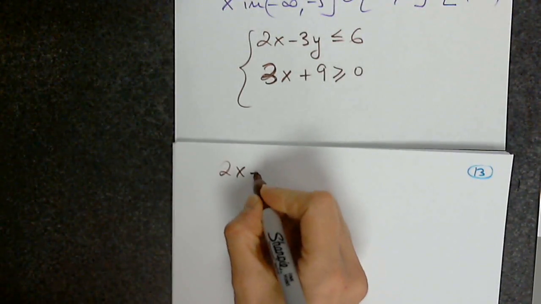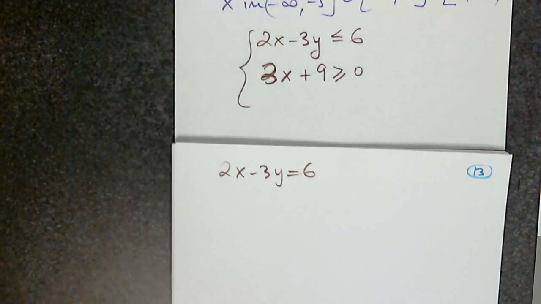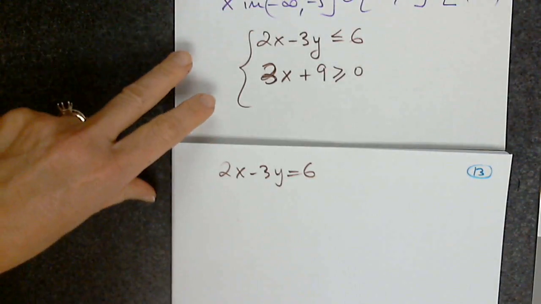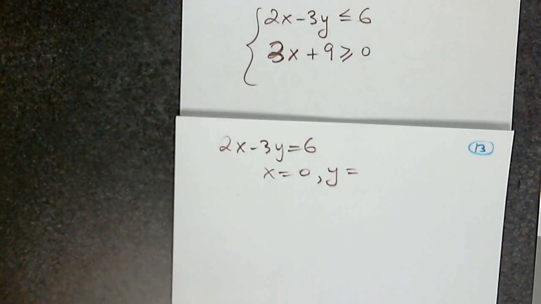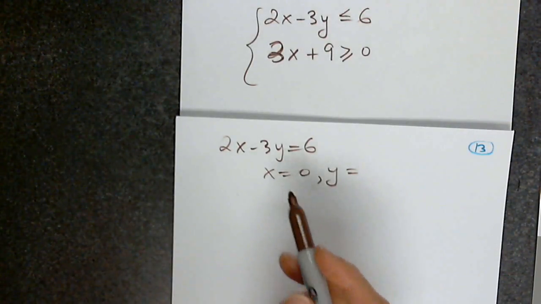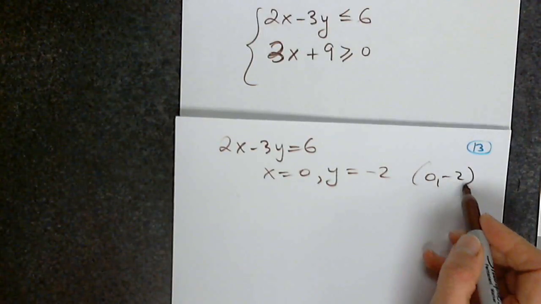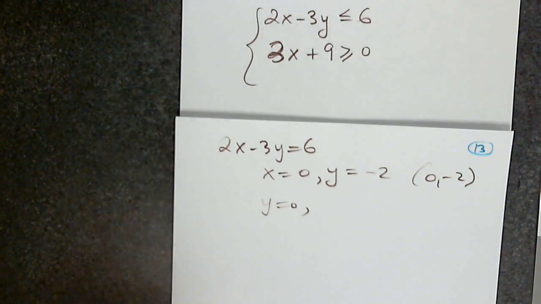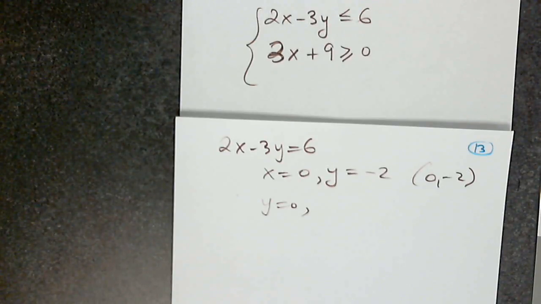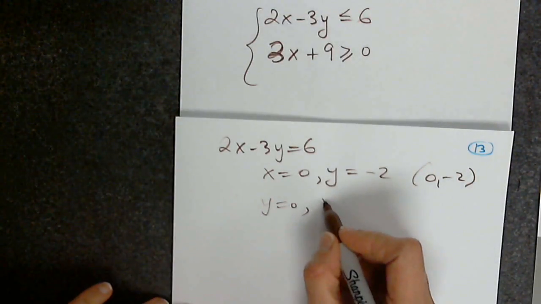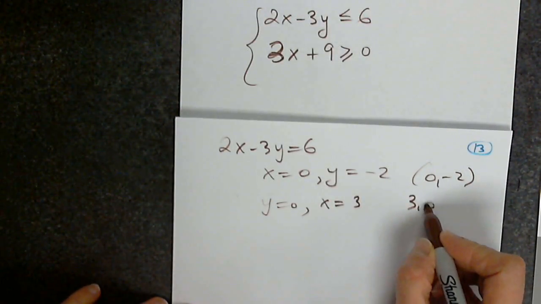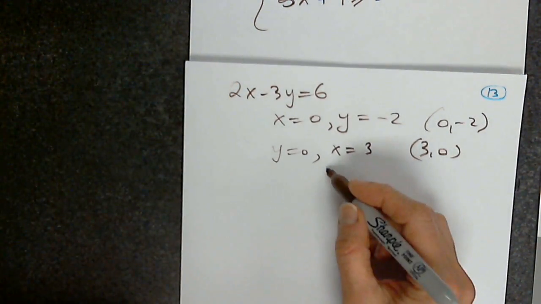I write the equation 2x minus 3y equals 6. I'm not changing the inequality in an equation, but I need to write the equation so I can determine the 2 ordered pairs. So when x is 0, how much is y? When x is 0, y is -2, very good. So the ordered pair is 0, -2. Now when y is 0, how much is x? So 3, 0. Good. Let's graph.